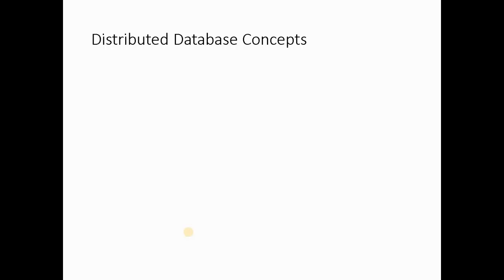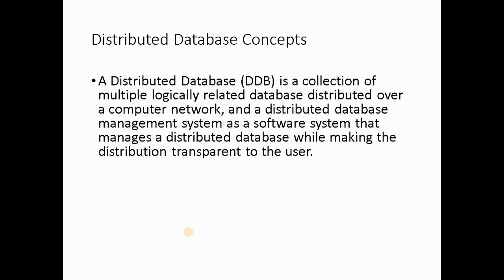So what is a distributed database? If you go with the definition, a distributed database is a collection of multiple logically related databases distributed over a computer network, and a distributed database management system is a software system that manages a distributed database while making the distribution transparent to the user.